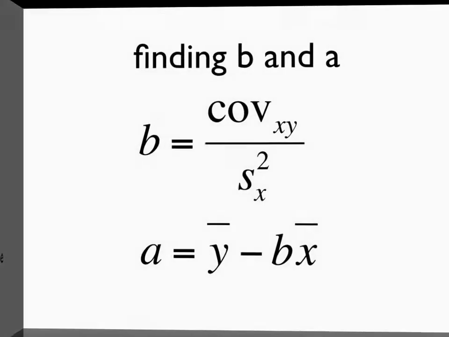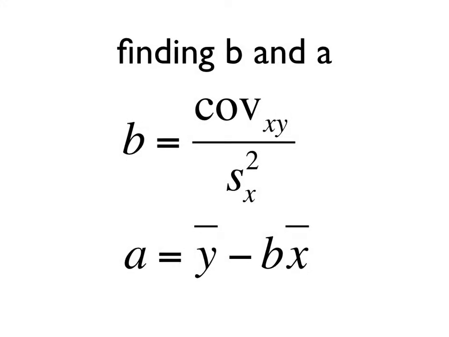I think you maybe all were. It's easy to calculate b. It's the covariance of x and y divided by the variance of x. So it's not like you have to test every line. That's nice. And a equals y bar minus b times x bar. Y bar is the average y score. X bar obviously is the average x score.